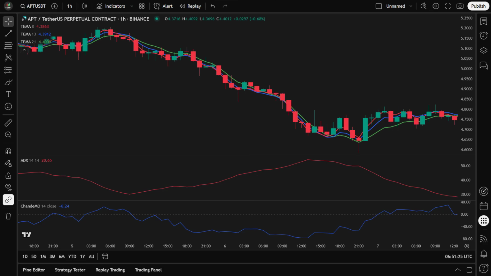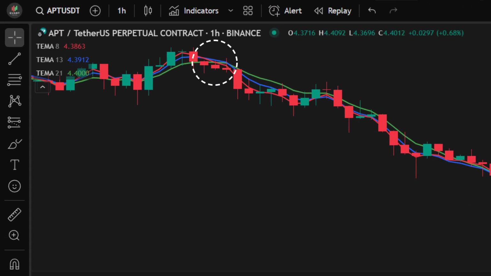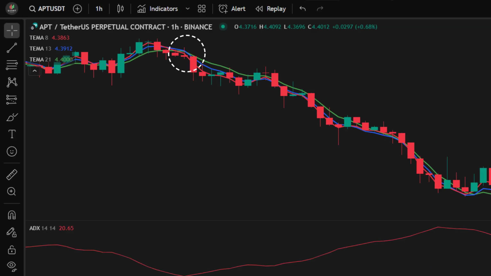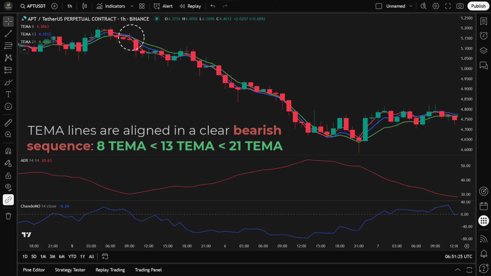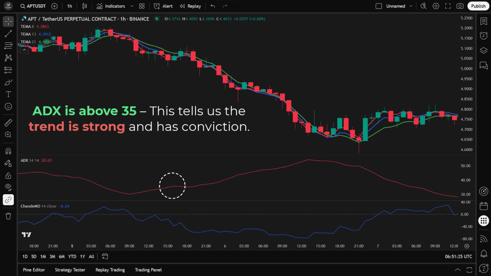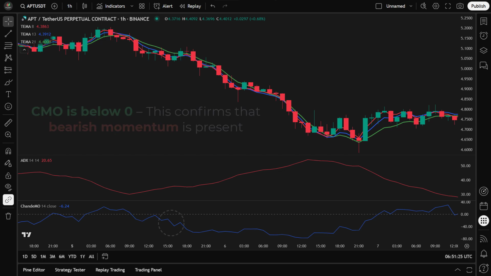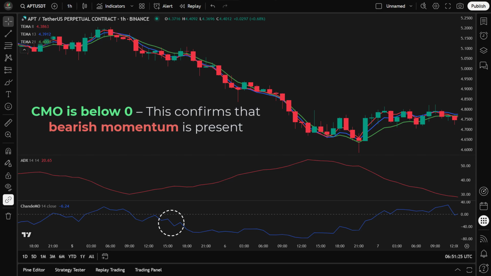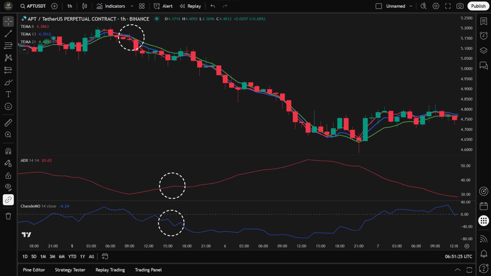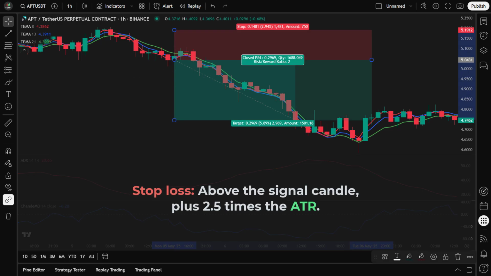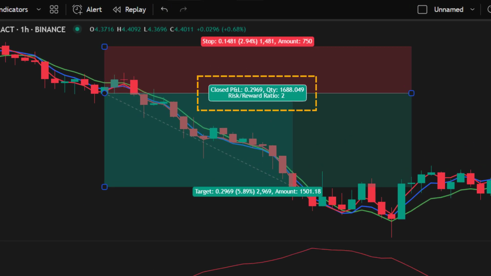To go short, we wait for 4 things. First, the 8 TEMA crosses below the 21 TEMA. Then, the 13 TEMA also drops below the 21 TEMA, lining up the TEMA in a clear bearish sequence. Next, we check that the ADX is above 35, showing a strong trend, and the CMO is below 0, confirming bearish momentum. Once all of these are in place, we enter the short trade on the next candle. For risk management, we place the stop loss above the signal candle, plus 2.5 times the ATR. Take profit is set at a 2-to-1 reward to risk ratio. When the price closes below the target, we exit the trade and take the profit.